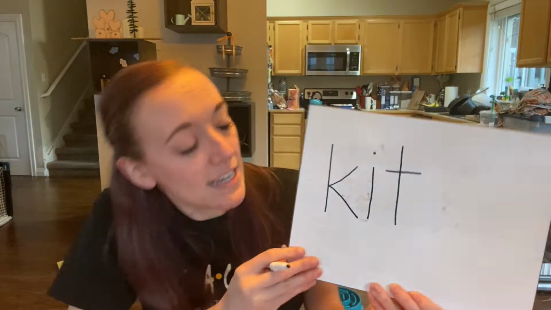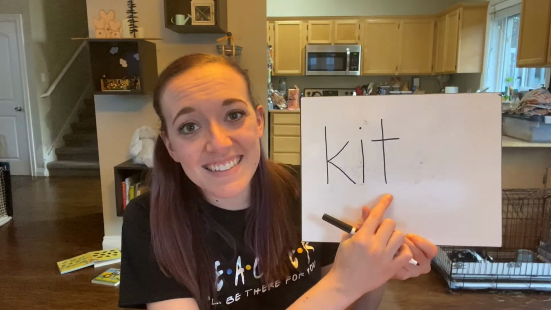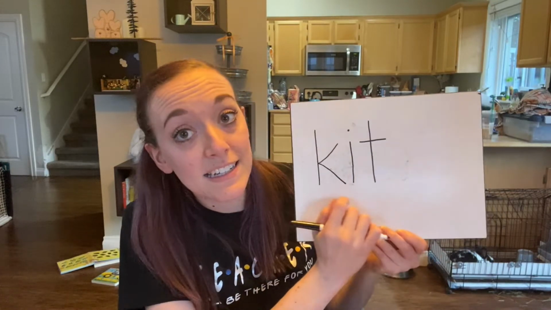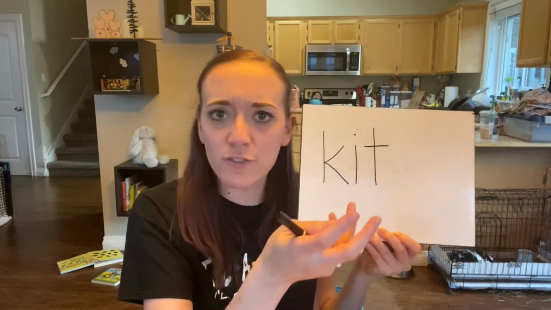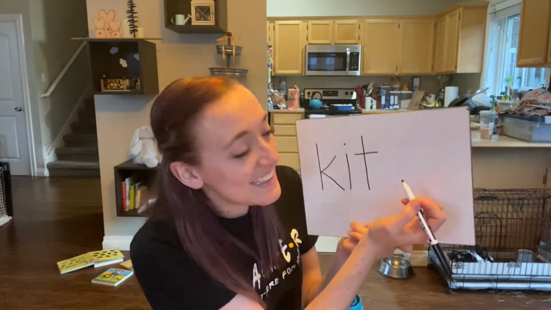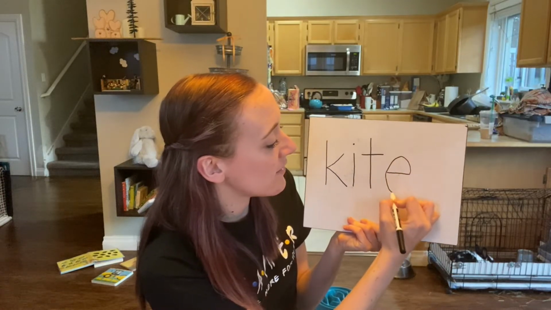So to help you with this, I have this word written. So let's go ahead and read it together. K-it, kit. Yeah, this is the word kit, like a first aid kit or a sewing kit. Well, Sneaky E is going to come in here and he's going to jump on at the end of our word.